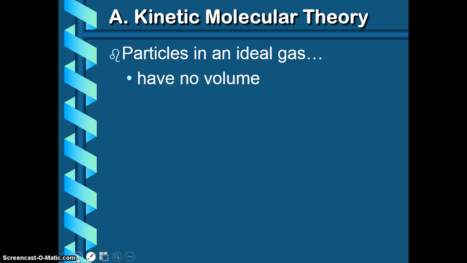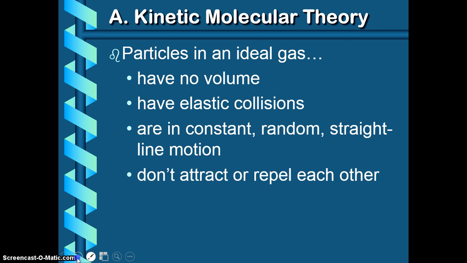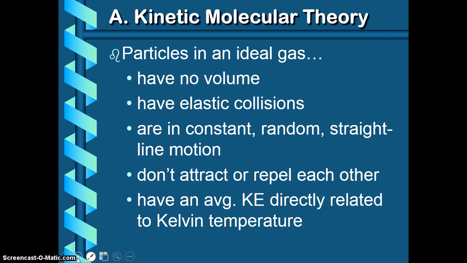So particles in an ideal gas have no volume. They have elastic collisions, which means that they bounce right back. They're in constant motion. They're straight and random line motion. They don't attract or repel each other, and their average kinetic energy is directly related to the temperature that they're at. So we increase the temperature, we increase the kinetic energy, and they bounce around even more.